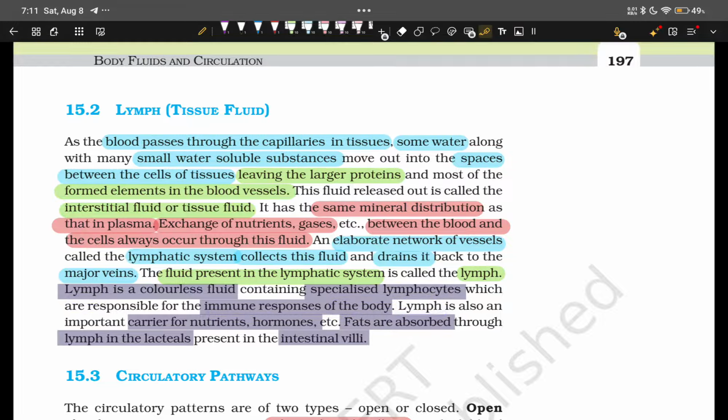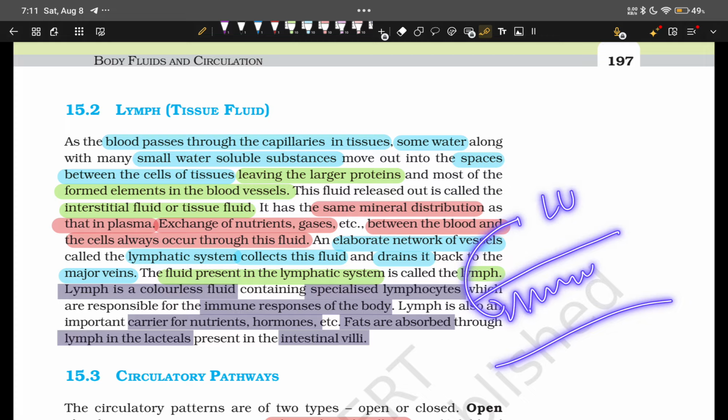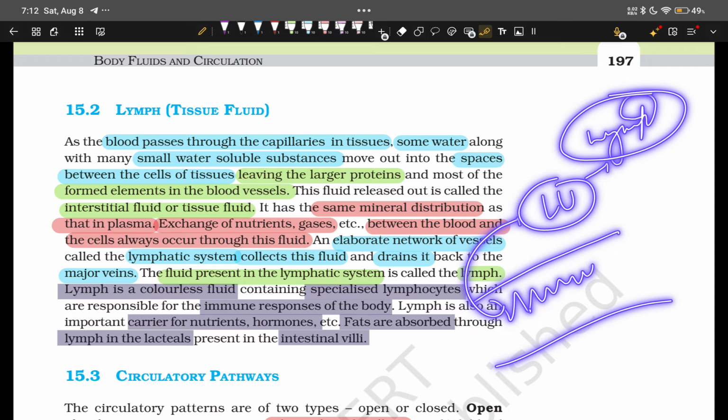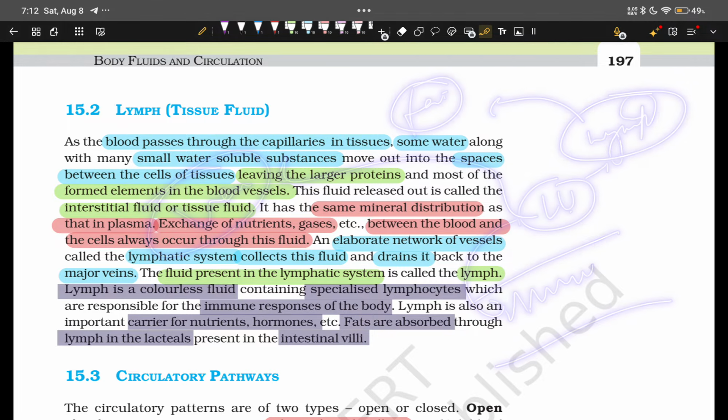And lymph is also the carrier for nutrients, hormones, etc. Fat is absorbed through lymph in the lacteals present in intestinal villi, which are the finger-like projections in the small intestine. These have lacteals, which are lymphatic vessels containing lymph, and this lymph absorbs the fat. The fat absorbed by the lymph in the lymphatic vessel is given back to the vein, and then from there the vein gives it to the cells where it is absorbed.